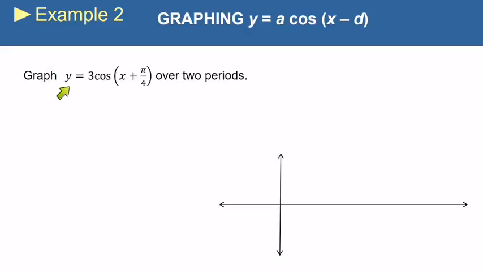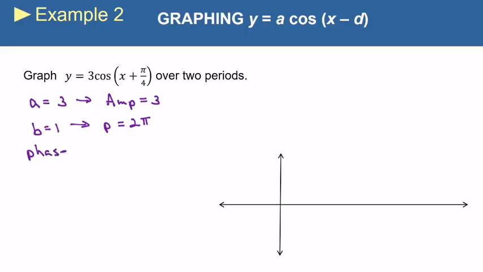So here we have y equals 3 times the cosine of x plus pi over 4. And again, we'll do 2 periods. So always start by analyzing your a and your b. So in this case, a is 3. That means amplitude is 3. B is 1. And that means period is 2 pi over 1, which is just 2 pi.